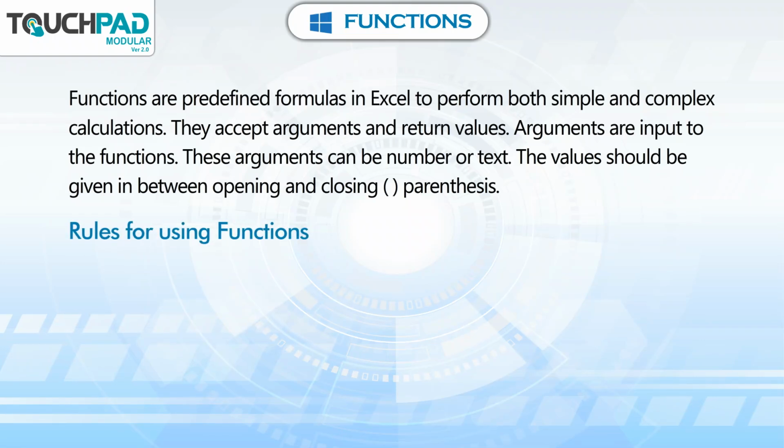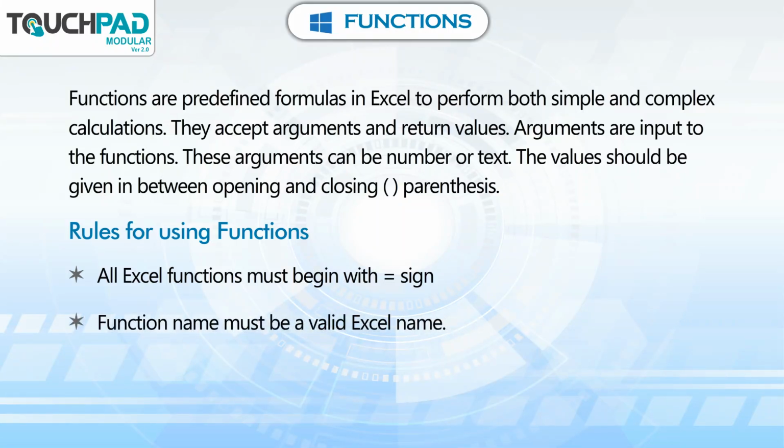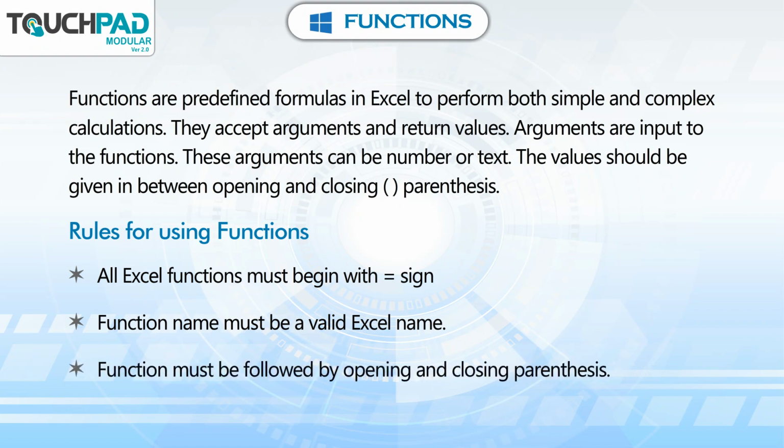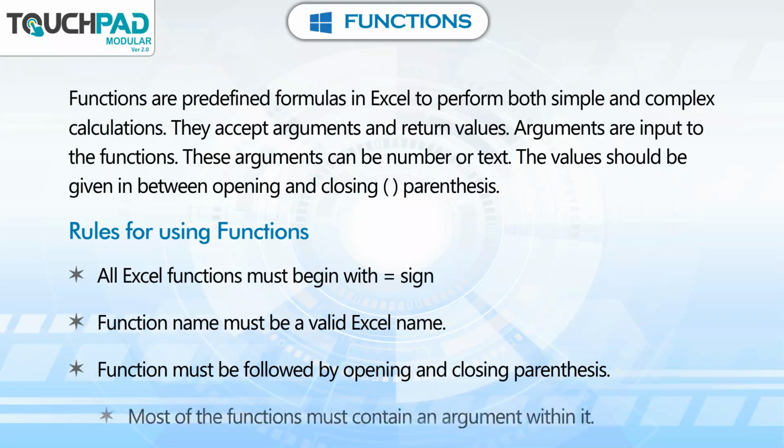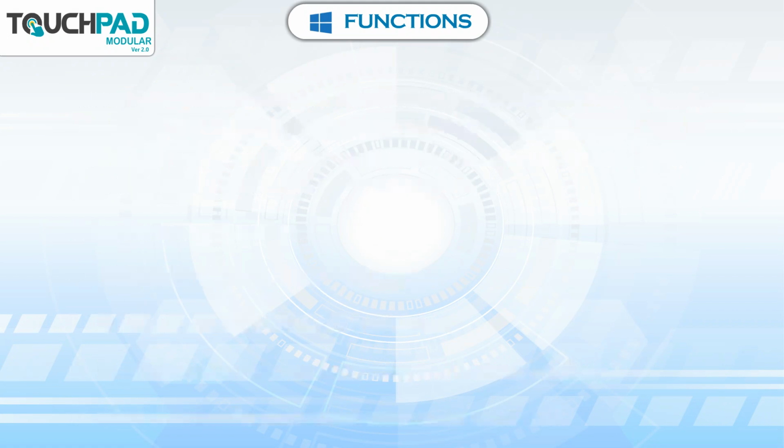Rules for using functions. All Excel functions must begin with equal sign. Function name must be a valid Excel name. Function must be followed by opening and closing parentheses. Most of the functions must contain an argument within it.